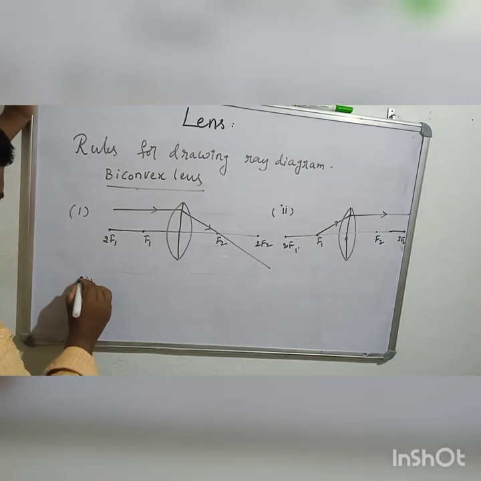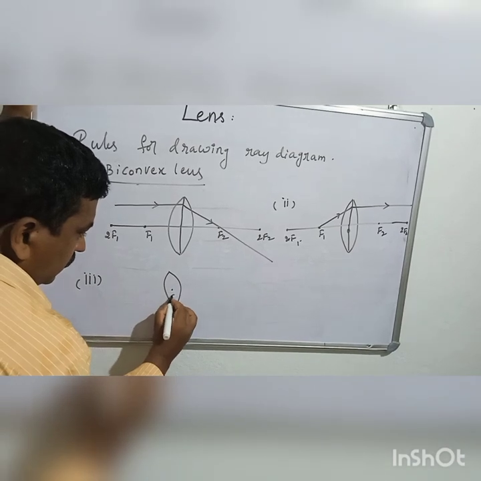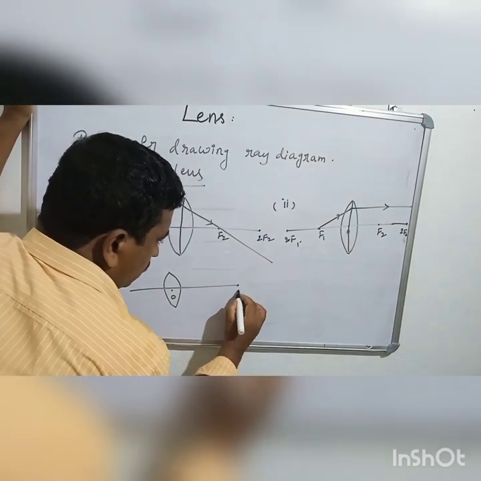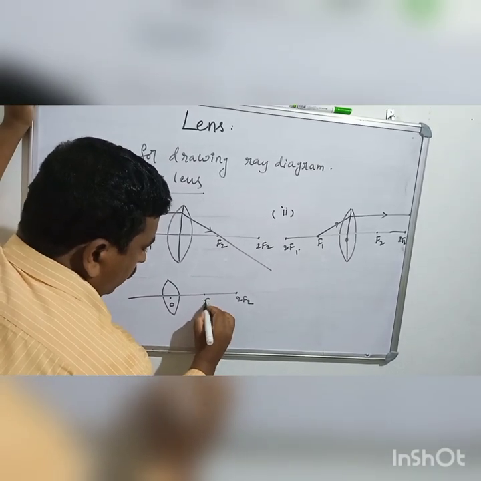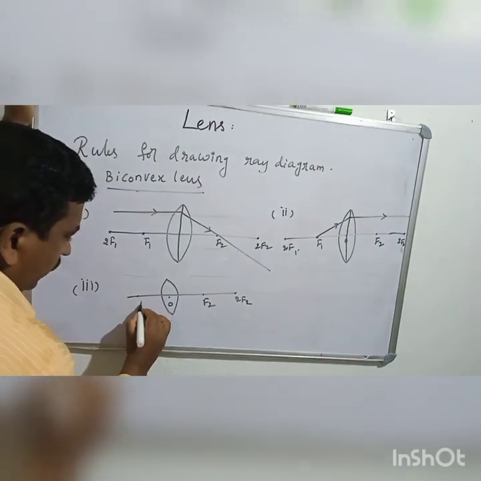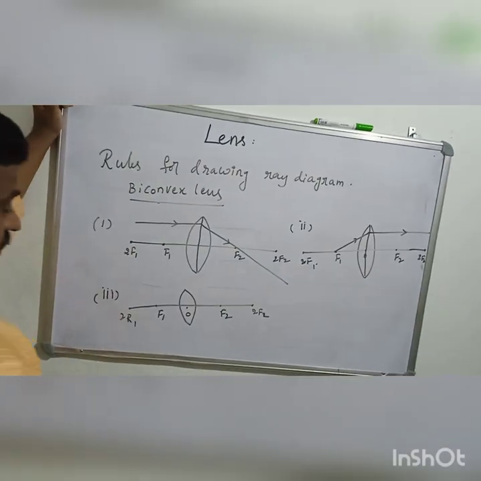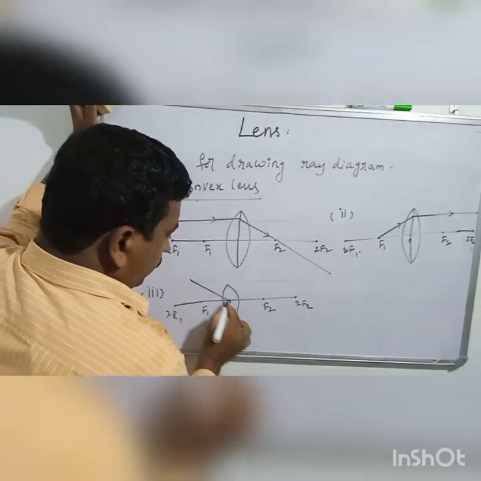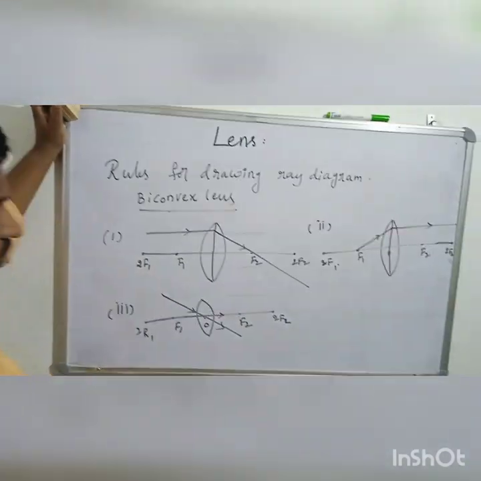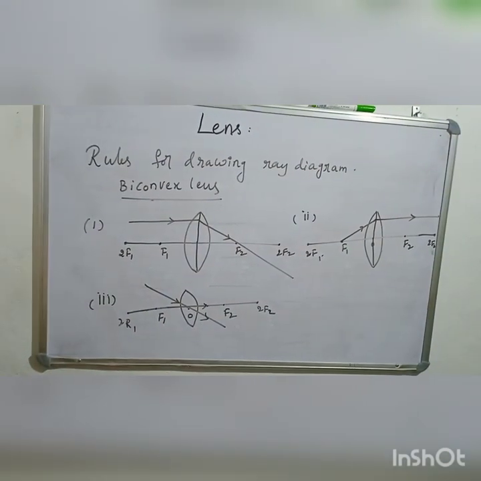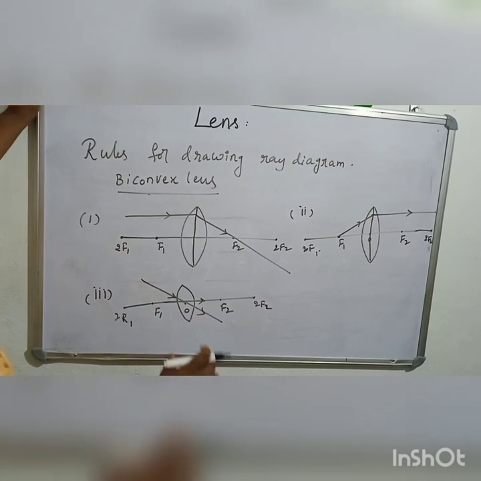The third one: this is the biconvex lens, this is the optic center, with the second radius of curvature, the first focus, the second focus, and the first radius of curvature. A light ray that passes through the optic center is undeviated, like this also. Whatever light ray passes through the optic center is undeviated. These are the three rules for drawing a ray diagram.